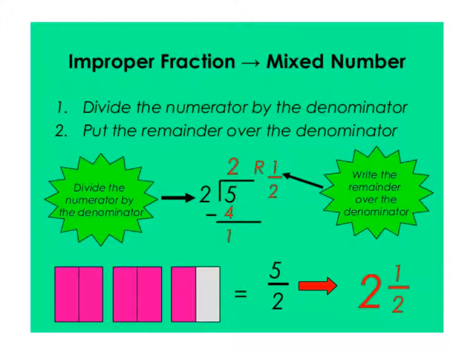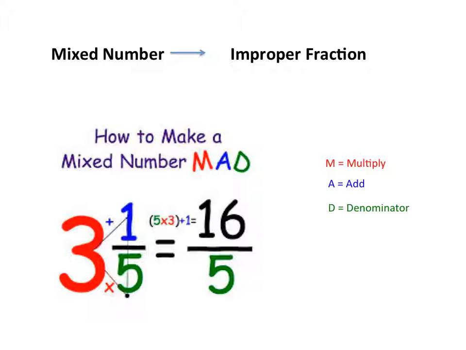Here is a reminder of how to change an improper fraction to a mixed number. Divide the numerator by the denominator. The remainder is your numerator, so it goes over the denominator. Your denominator doesn't change because your equal parts have not changed. And here is a reminder of how to change a mixed number into an improper fraction. We multiply our denominator times our whole number and add the numerator. Again, the denominator doesn't change because the amount of equal parts has not changed.